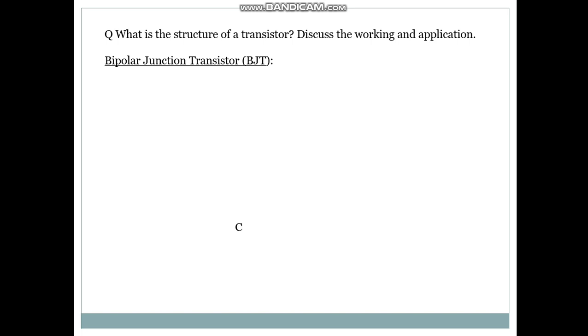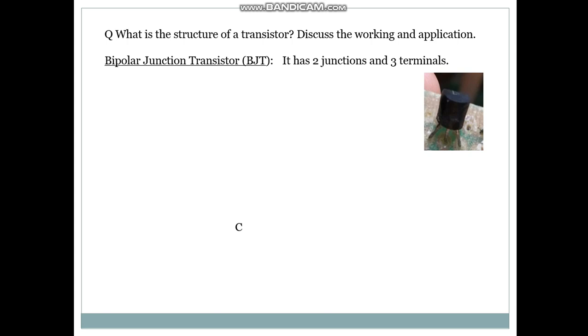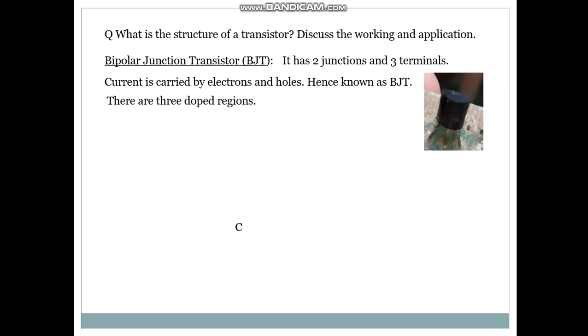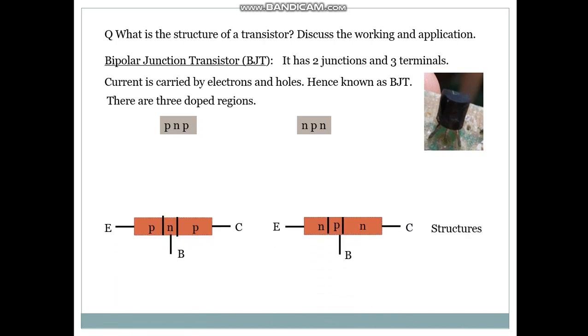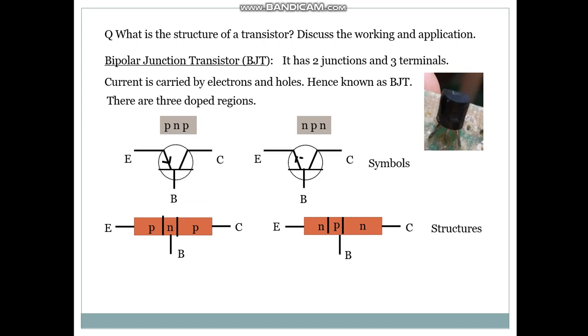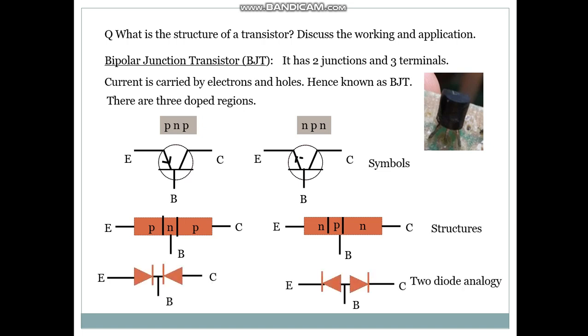The bipolar junction transistor or the BJT has 2 junctions and 3 terminals. Current is carried by electrons and holes, hence known as bipolar. There are 3 doped regions. So we have the PNP or the NPN type. So those are the structures. These are the symbolic diagrams of a PNP and NPN. In the 2 diode analogy, it is represented like this.